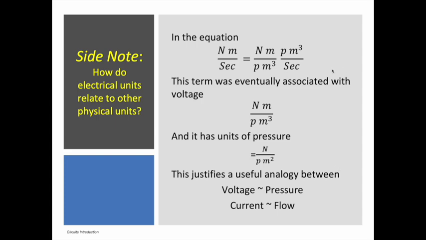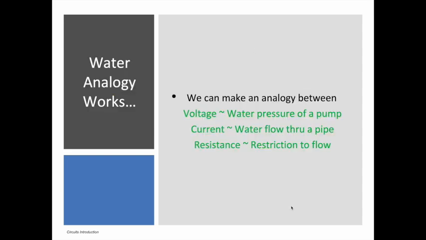Now, in this equation, the term on the left here was eventually associated with voltage. We simplify the meters and we actually get units of pressure here. This justifies a useful analogy between voltage and pressure and current and flow. We can make an analogy between voltage, for example, being the water pressure of a pump, and current being the amount of water flow through a pipe that results from that pressure. Resistance is simply the restriction to flow.